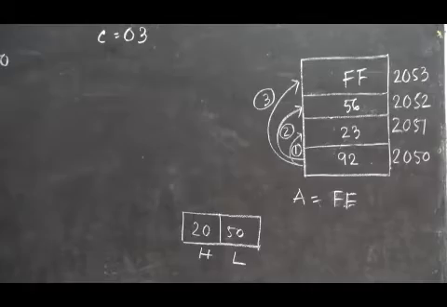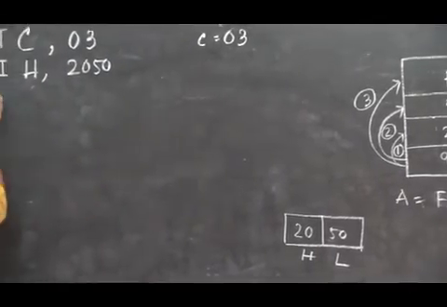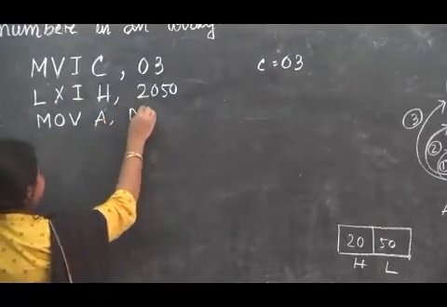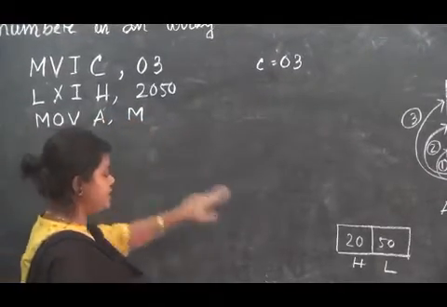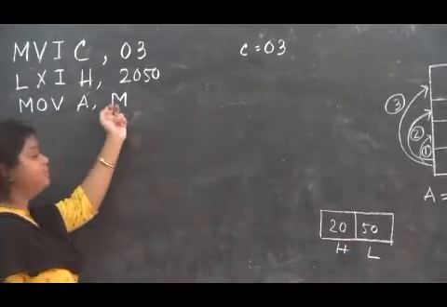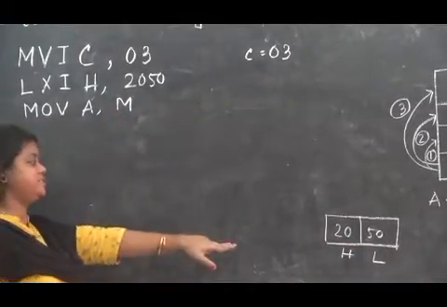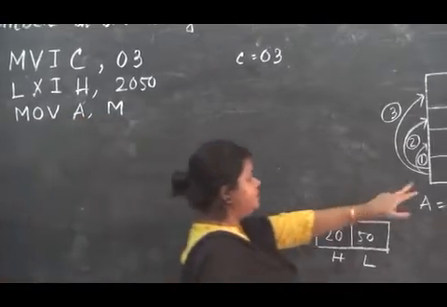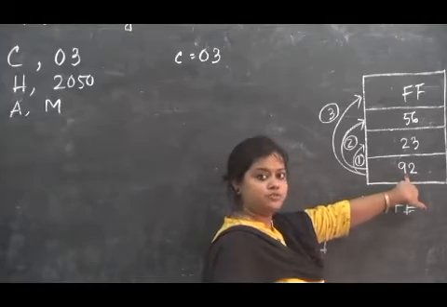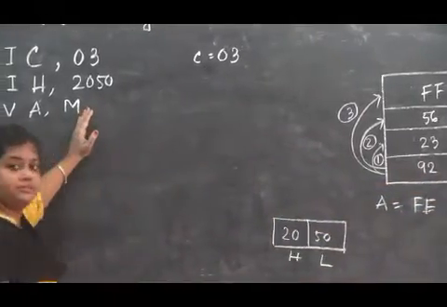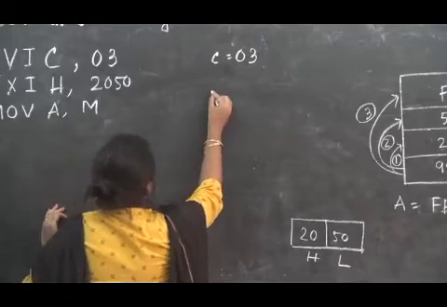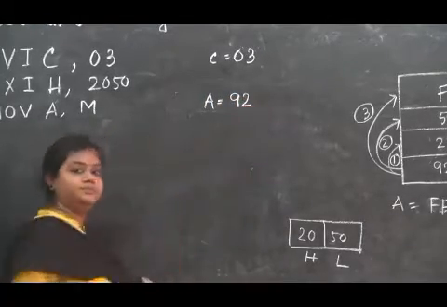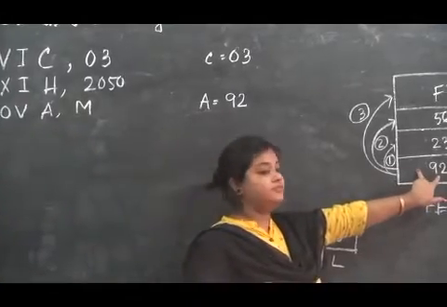For this purpose, we use the instruction MOV. MOV A, M. M means we always denote the HL register pair as M. Only the HL register pair is denoted by M. MOV A, M means the value at 2050, that is 92, will be copied to the accumulator. So after executing this instruction, the value of the accumulator will be 92. So we have received the first data.